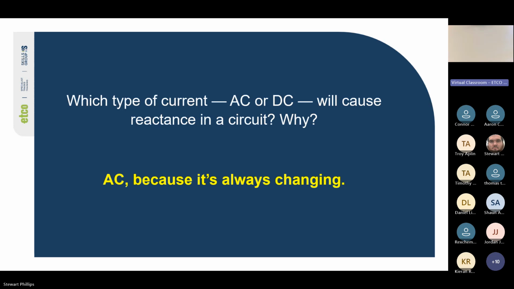Yep, it's AC because it's always changing direction. So we're always going to get charging and discharging and collapsing and growing magnetic fields.